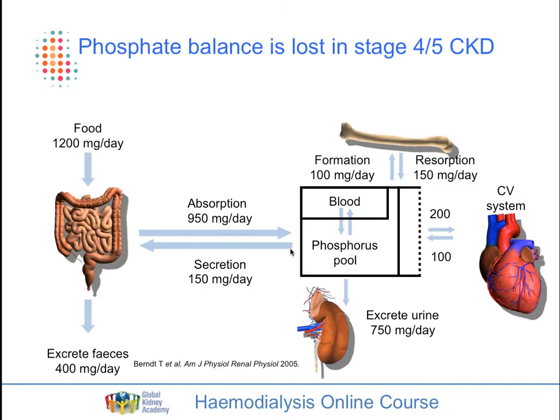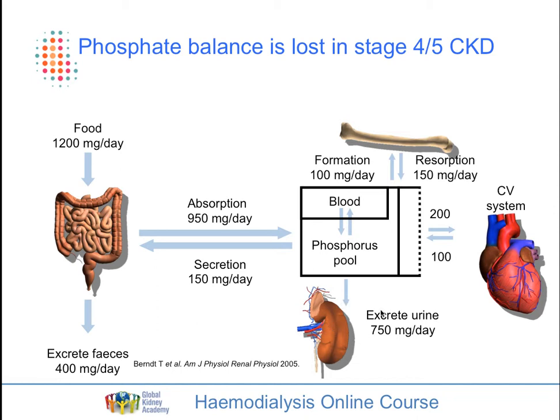Let's talk a little bit about phosphate balance, just in health really. So you normally ingest just over a gram, around 1.2 grams of phosphate in food, and you excrete about 400 milligrams every day in the feces, all right? And the rest is absorbed and associates in various pools, whether it's the bone, the cardiovascular system, but most of it is excreted within the kidney.